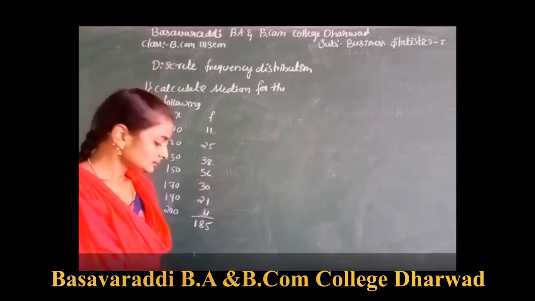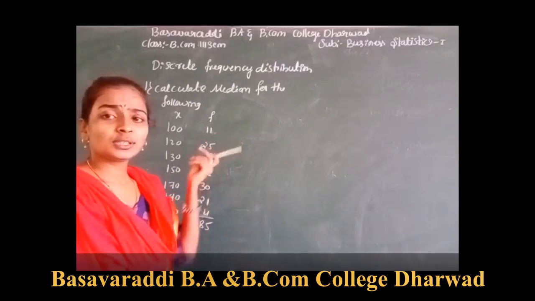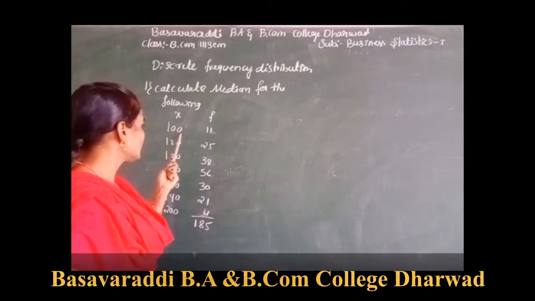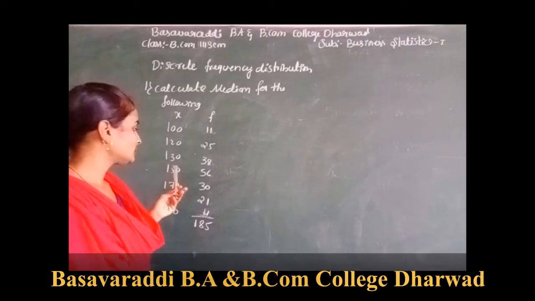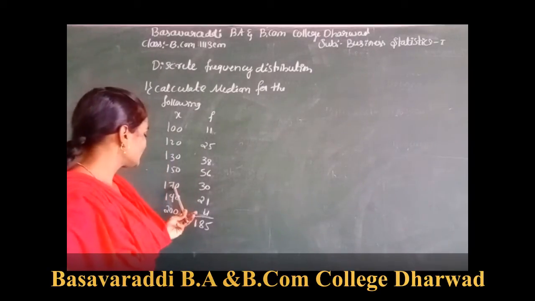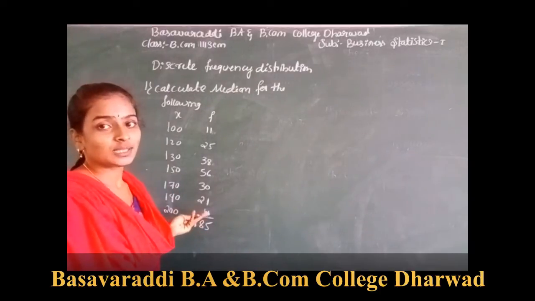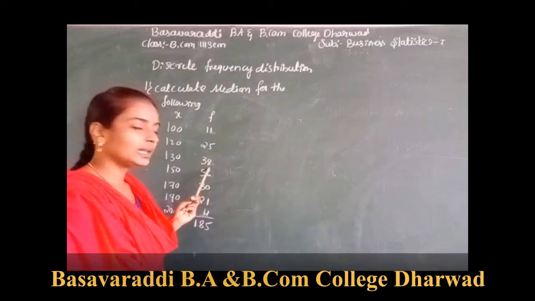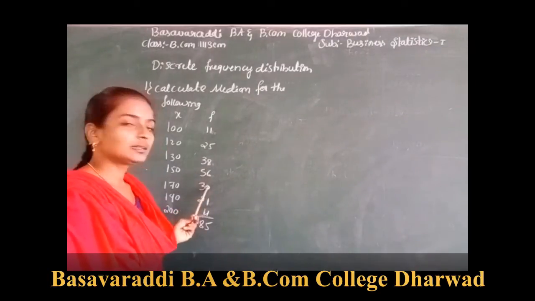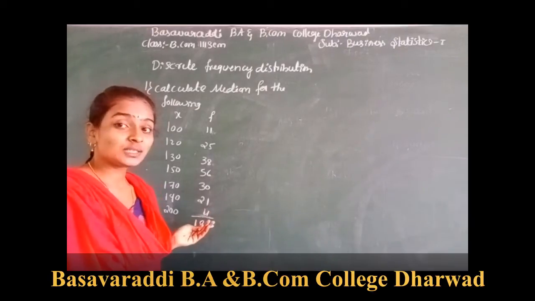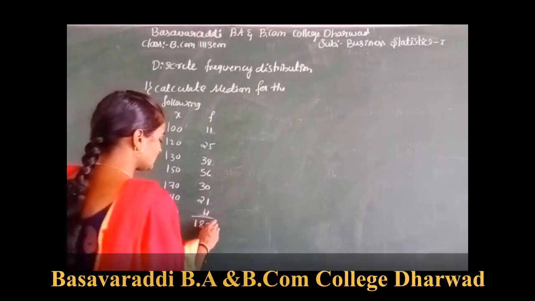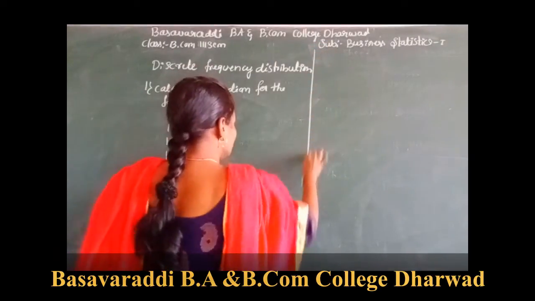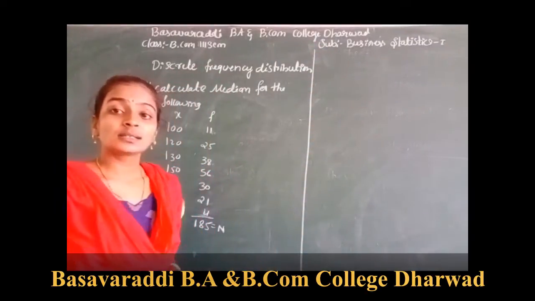Problem number 1. Calculate median for the following. X values: 100, 120, 130, 150, 170, 190, and the last one is 200. F values: 11, 25, 38, 56, 30, 21, and the last one is 4. N is 185. Let us solve the problem.